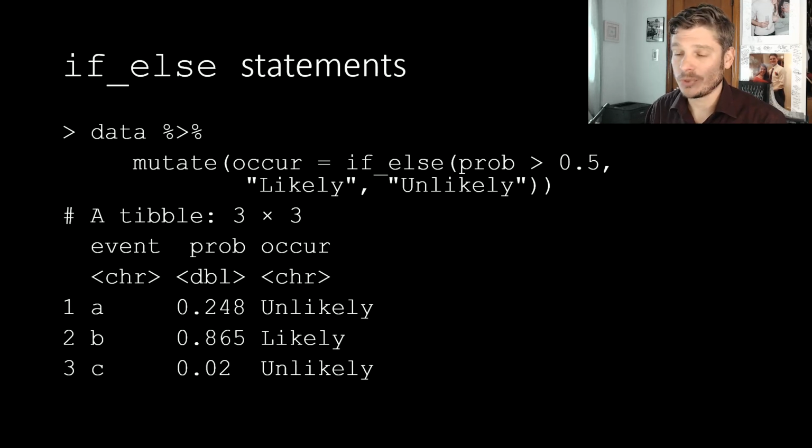If I go through, well, my first event had a probability of 0.248. Well, that's less than a half, so it evaluated to false, which means my column is now given the value unlikely. Event B had a probability of 0.865, so okay, that's going to evaluate to true because it's bigger than a half, so now that column entry becomes likely, and similarly for 0.02, that evaluates to false, so we get unlikely. And that is how our if-else function works in the R programming language.